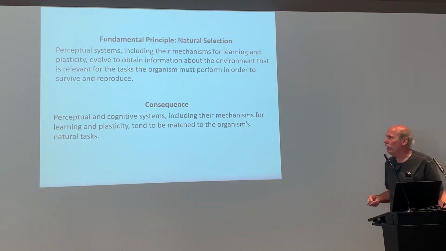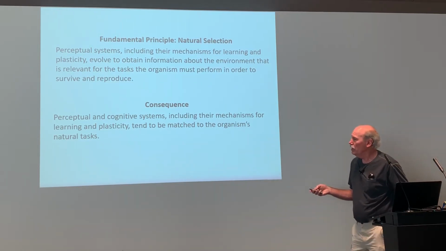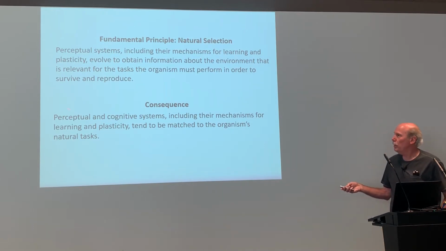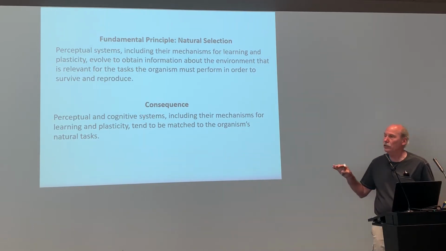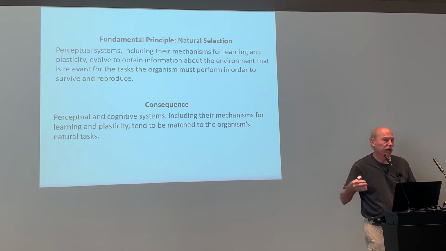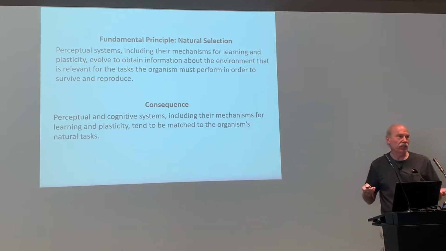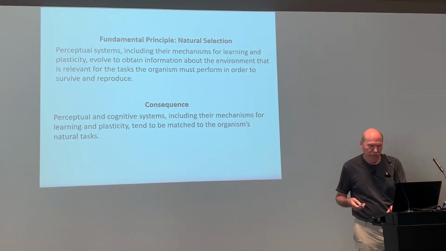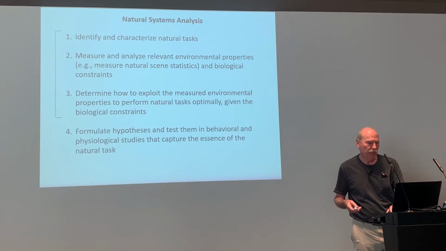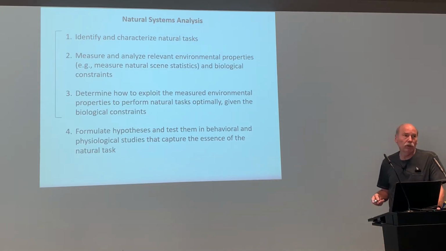And the consequence of that is that, because of natural selection, we're going to expect our perceptual and cognitive systems, including the mechanisms for learning and plasticity, to be matched to what the organism's tasks actually are, and not to arbitrary tasks. So if you take this seriously, you're led to something like this as an approach for doing vision science or perception science.